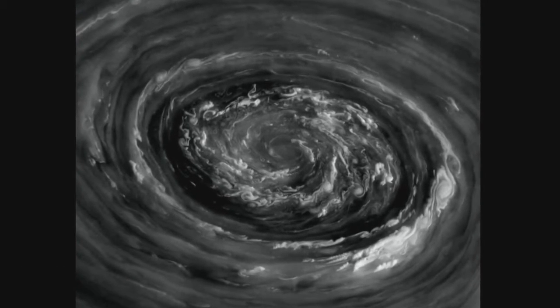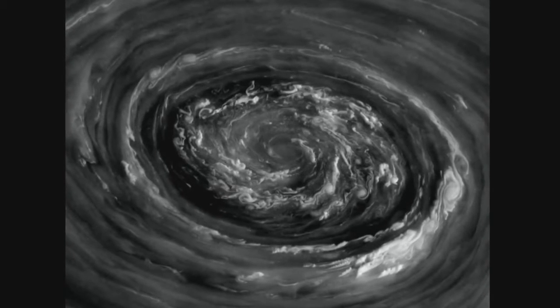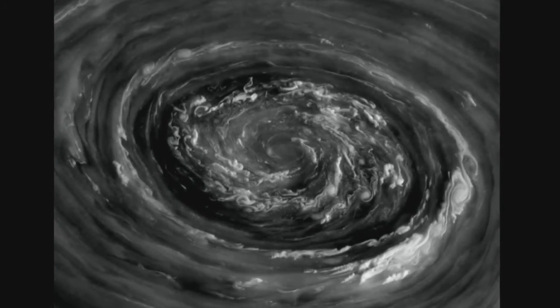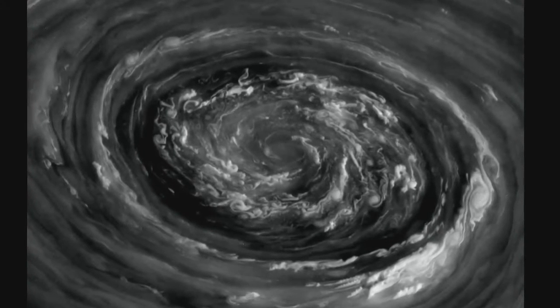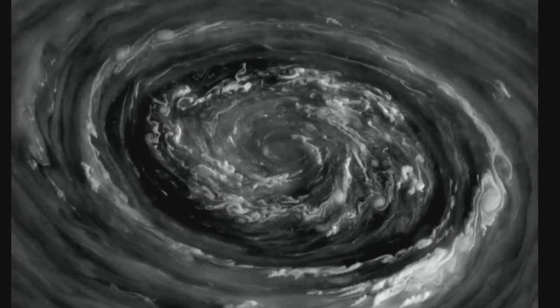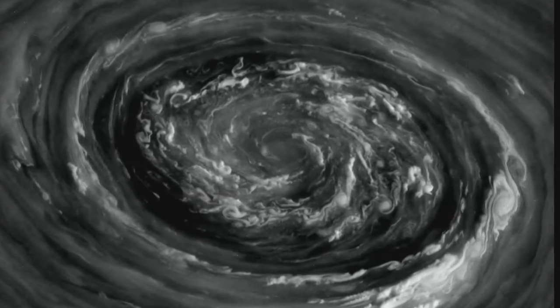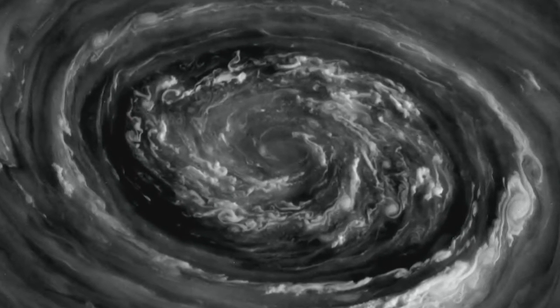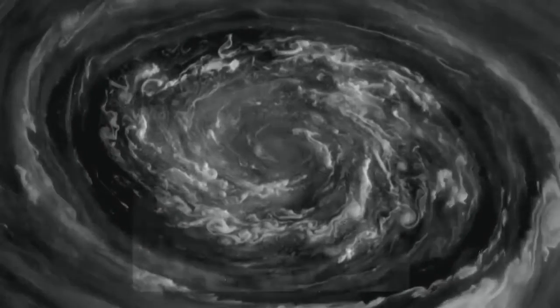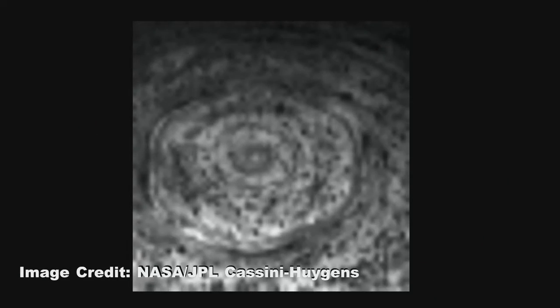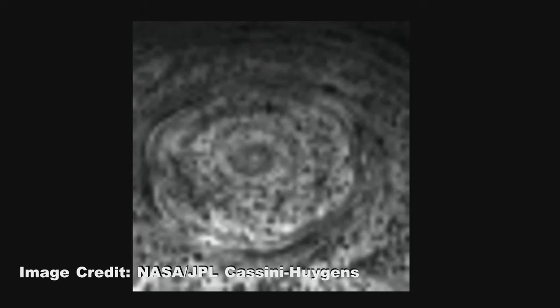But it's not really that difficult to explain once you understand the theories and concepts presented in the Primer Fields. If you look closely, you will even see the magnetic bubble in the middle of this image. Then, of course, we have the intriguing hexagonal pattern seen at the pole of Saturn.